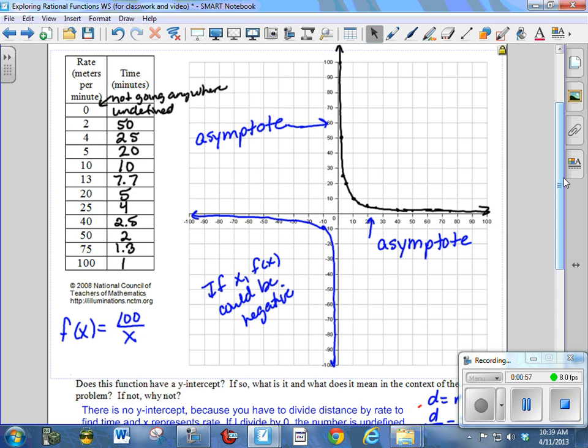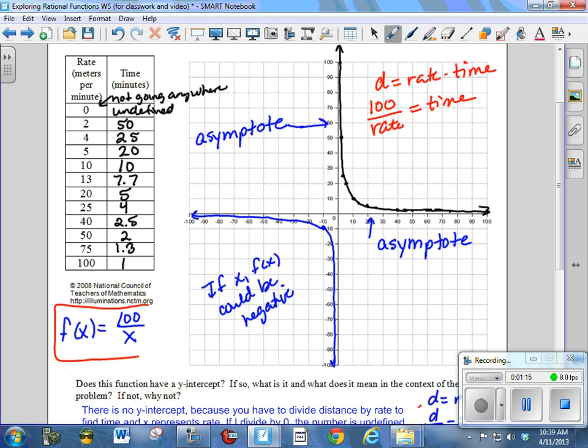If you think about it, we're actually dealing with the situation distance equals rate times time. So if I know rate, I know distance as 100, I would have to divide 100 by my rate to get my time. So I actually have this equation here, that y, or f of x, equals 100 over x. So in order to figure out the time, I have to divide the distance by the rate. So if I go 2 meters per minute, and I'm going 100 meters, then it'd take me 50 minutes to climb the wall. And so that's how we get all these numbers. It's 100 divided by the rate.